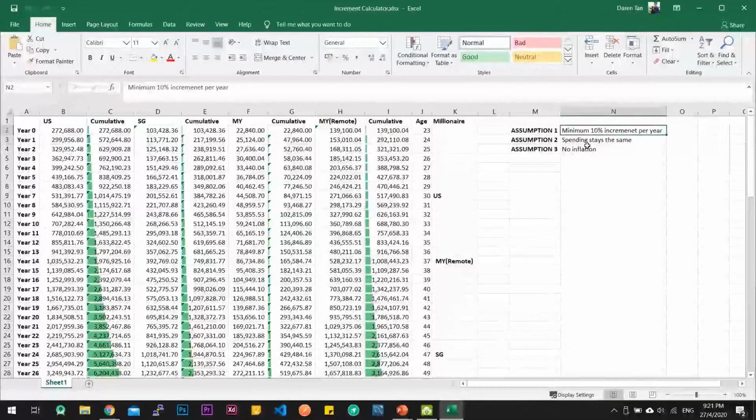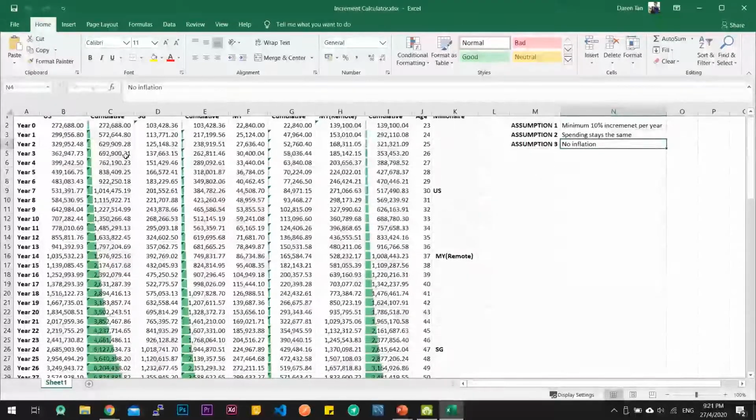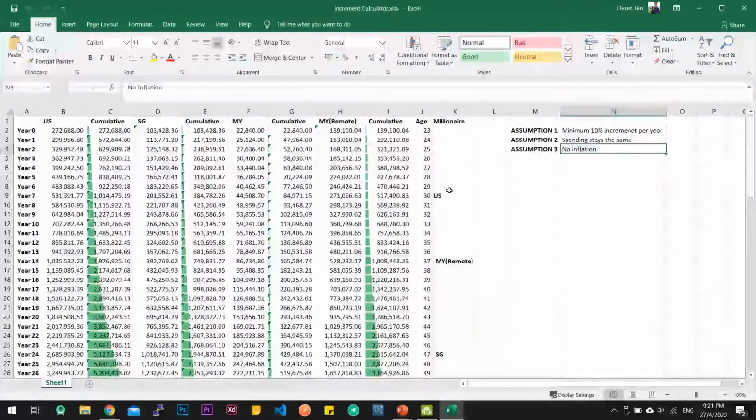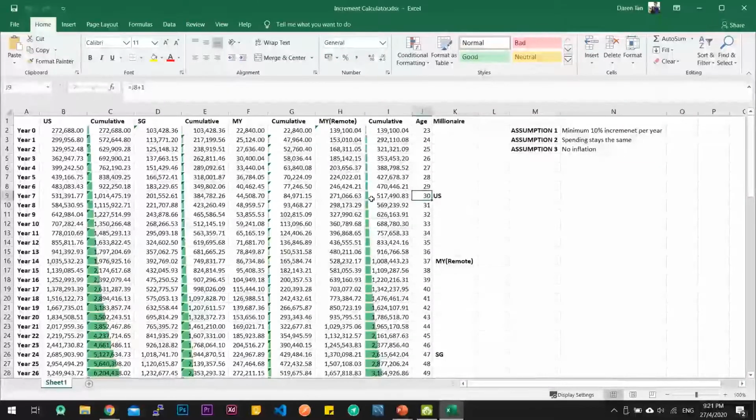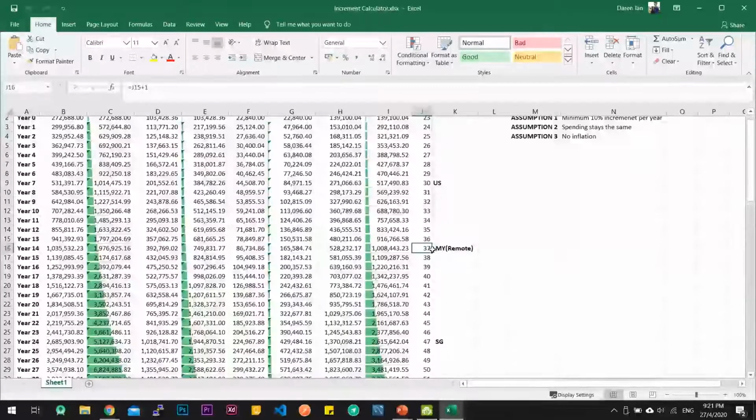The assumption I have here is that you get at least a 10% increment per year. Your living cost stays the same every year, and there is no inflation, which unfortunately is not a real scenario. With these assumptions in mind, I ran the simulation, accumulating each month's savings and each year's savings, and found several findings. First of all, if you work in the US, and then at age 30 you come into Malaysia and convert all your US savings to Malaysia ringgit, you can get 1 million ringgit and become a millionaire at 30 years old. If you work a remote job while being in Malaysia, you can become a millionaire at 37 years old. Not that far, 7 years more.